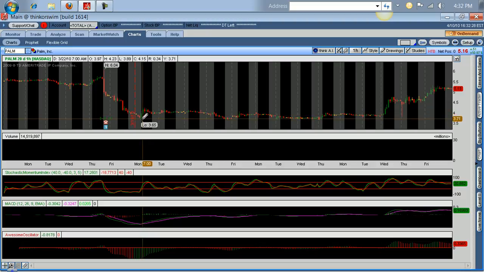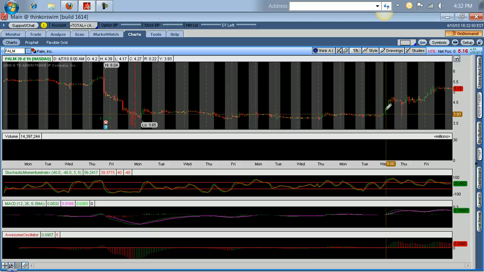bought the debit of the spread for 61 and we sold it for 143. So that's more than doubling your money, which is fantastic. So then we closed it out after 3 days in the chat room. So we took our profit, and there was some chatter about something maybe happening with PALM.